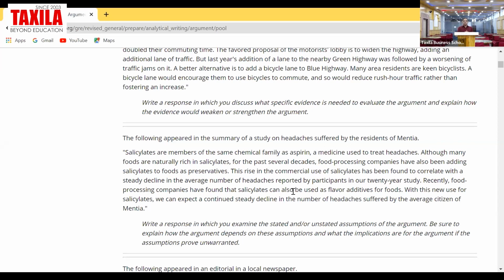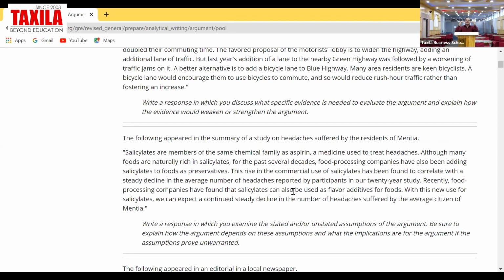Finally, they are saying with this new use of salicylates, we can expect a continued steady decline in the number of headaches suffered by the average citizens in Manchia. So you see, whenever you are going to write a case study, this is a case study about a particular place called Manchia, and in Manchia, they are saying that the headaches declined because of an increase in the salicylates and stuff like that. So what do you have to say?